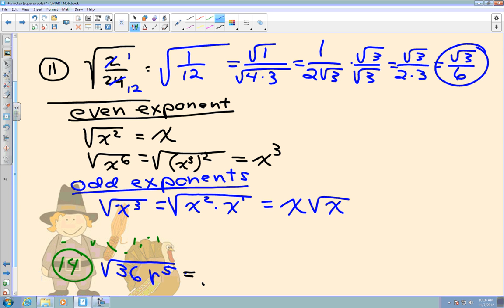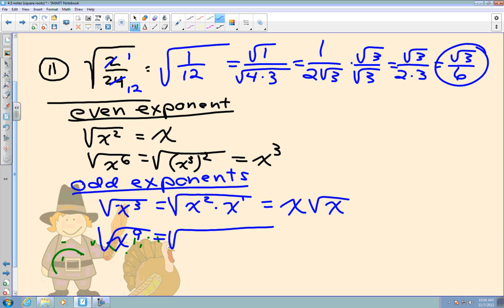Okay, so let's look at the square root of x to the 9th. We're going to make this an even exponent. That's the square root of x to the 8th times x to the 1st. Well, the square root of x to the 8th we said was x to the 4th, times the square root of x. Okay, so that's how you deal with odd exponents. Questions?